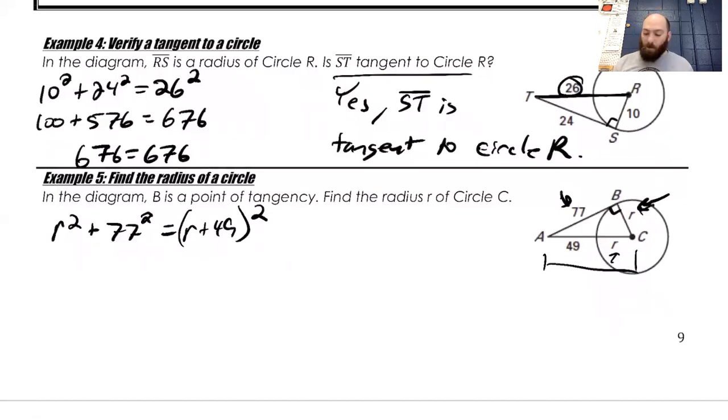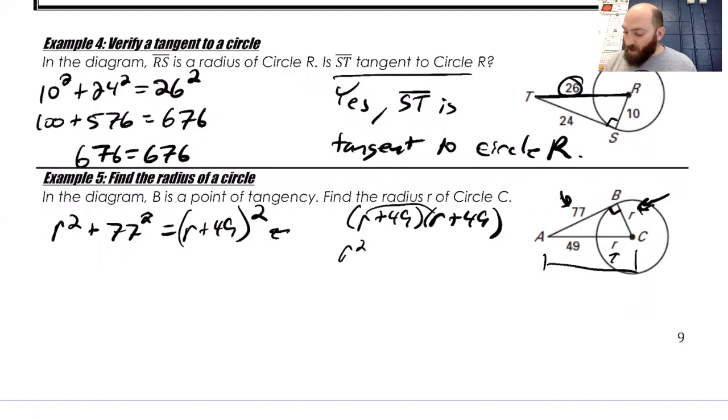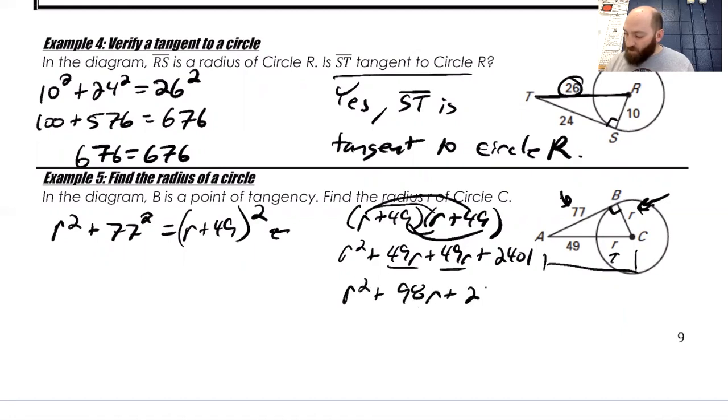I put that in parentheses on purpose because this is how I have to multiply this out. It needs to be multiplied out as two binomials. So I'm going to distribute R and 49 here. Okay, so I've got R times R is R squared. Then I've got R times 49. And then 49 times R. And then finishing off with 49 times 49. So 49 squared, that's going to be 2,401. Then I could put these together, and then I get 98R plus 2,401.